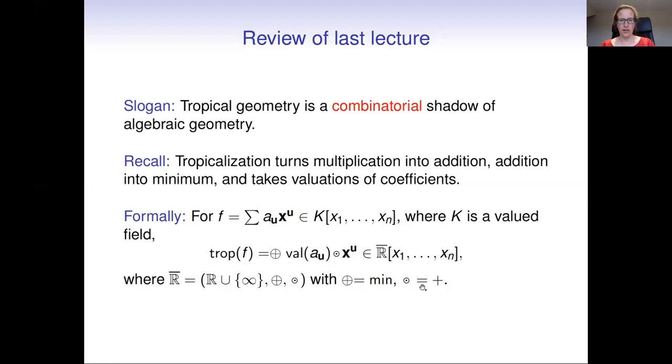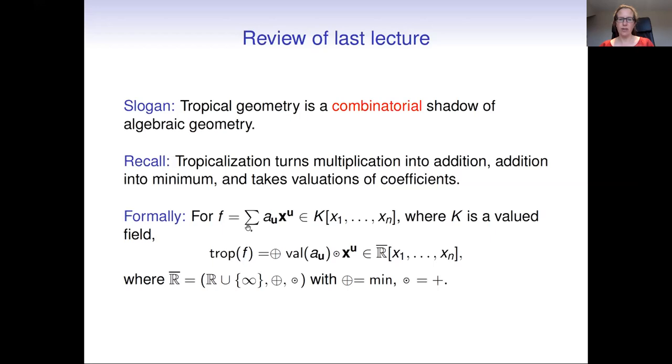And then the idea is that if we have a usual polynomial and we want to turn it into a tropical polynomial, we turn multiplication into addition, addition into minimum, and we take the valuation of coefficients. So formally, we start with a polynomial f being the sum of a_u x^u, where, as last time, we're using multi-index notation. So this is x1 to the u1 times x2 to the u2 up to xn to the un. And this is a polynomial in k adjoin x1 up to xn, where k is a valued field. And then to tropicalize, we just turn multiplication into addition, addition into minimum, and take valuations.